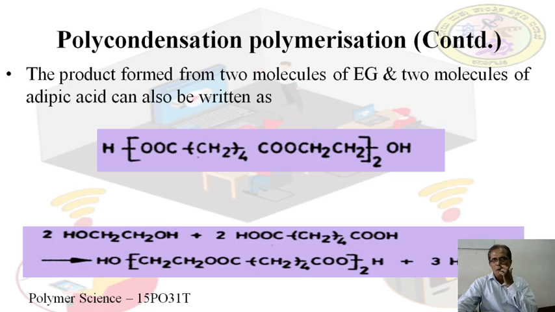So we can sum up like this: 2 moles of ethylene glycol with 2 moles of adipic acid will yield 3 moles of water and the reaction product of higher molecular weight.